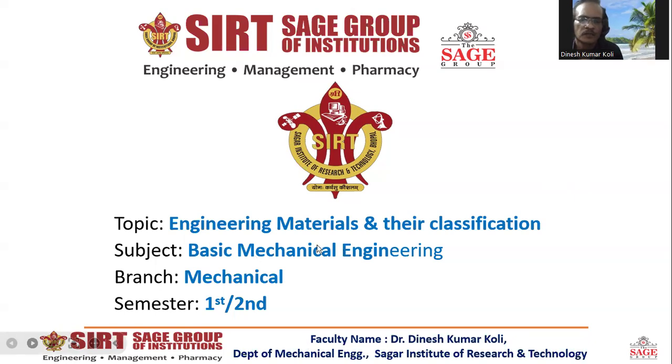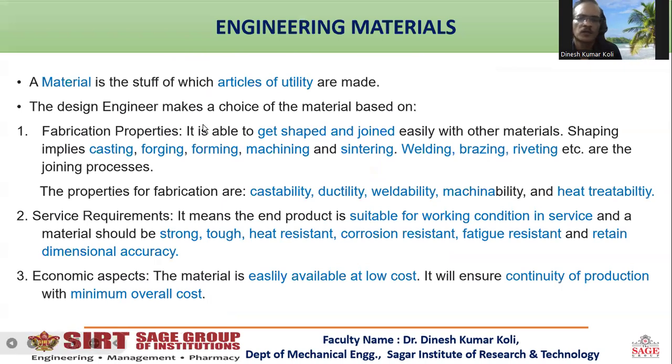The topic, engineering materials and their classification, is used in the subject Basic Mechanical Engineering, which is taught in the first and second semester. Now, what is a material? A material is the stuff out of which articles of utility are made. In this materialistic world, everything which we can touch and feel or see is made of some material.